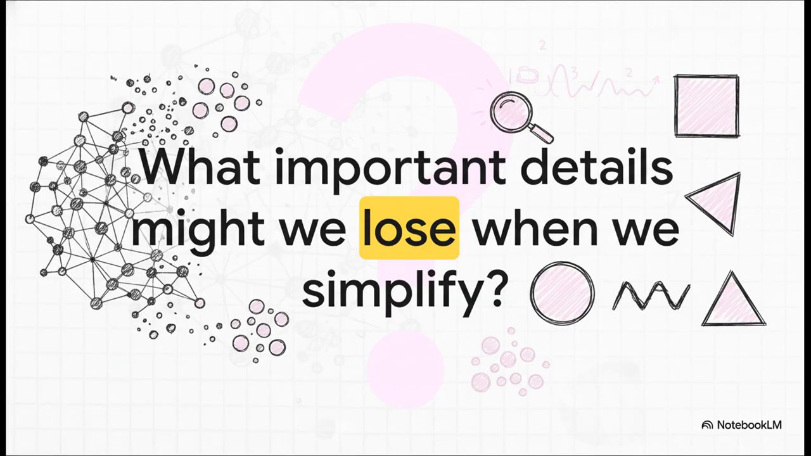But that brings up a final important question to think about. These numbers are a summary, right? They're a simplification. So what important details, what subtle patterns might we be losing when we boil an entire universe of data down to just 4 numbers?